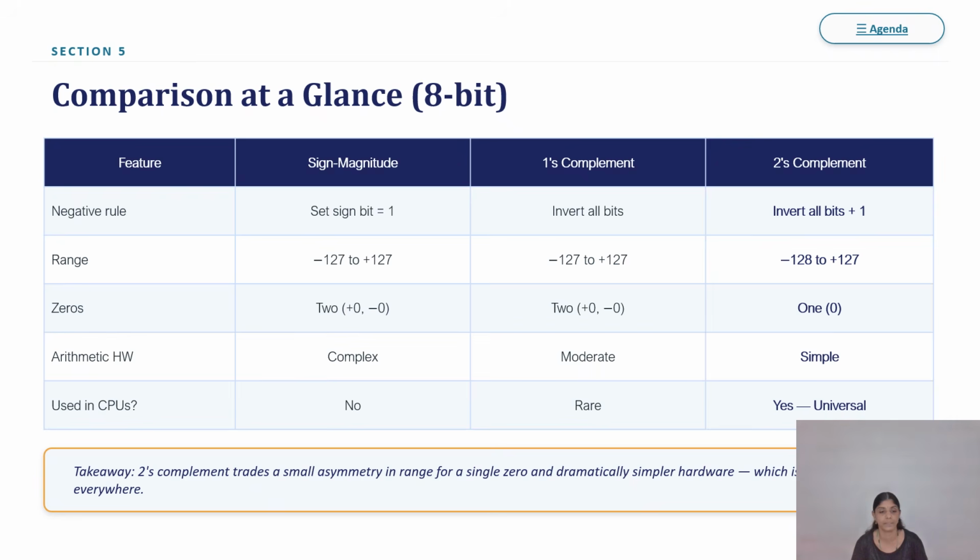And hardware representation, arithmetic hardware. Signed magnitude is complex. The reason is you have to design a circuit for positive numbers separately as well as negative numbers separately. In 1's complement, one circuit is enough. But what is happening there? A time delay is happening because of the end around carry. But in 2's complement, it is very simple because one circuit is able to do both the addition operation as well as the subtraction operation. Used in CPUs and ALUs: signed magnitude, never. 1's complement, rare. But 2's complement, yes, it is a universal representation.